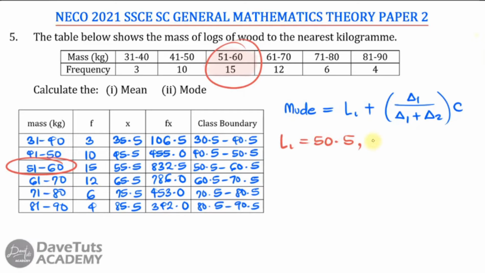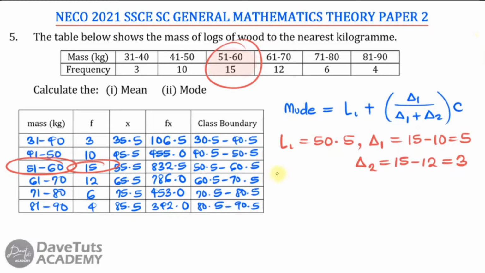All right. So we want to evaluate theta 1. What is theta 1? Theta 1 is going to be the difference between the frequency of the modal class and the frequency of the class before it. Here this is the frequency of our modal class. The frequency before it is 10. So theta 1 is going to be 15 minus 10, and that is going to be 5. Theta 2 is going to be the frequency of the modal class minus the frequency of the class after it, and that will be 12. So we are going to have 15 minus 12 here, and this is going to be 3.